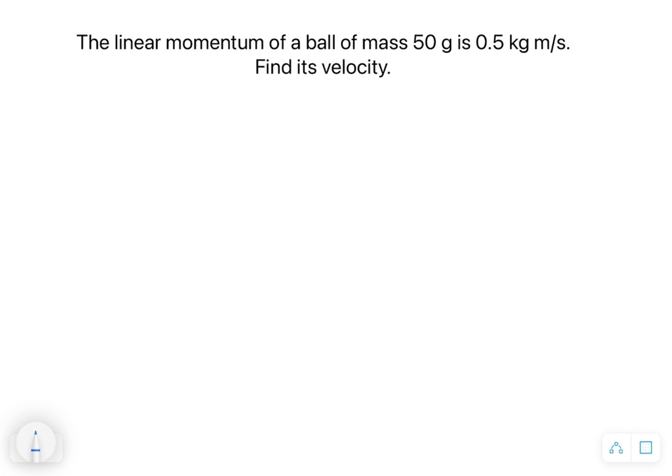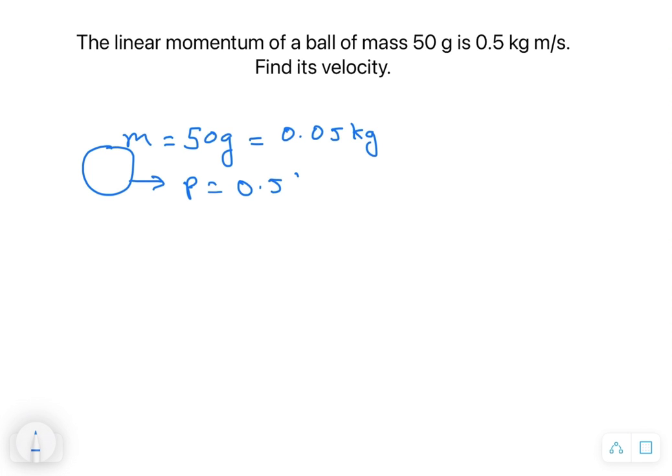The linear momentum of a ball of mass 50 grams is 0.5 kg meters per second. Find its velocity. So there is a ball whose mass is 50 grams, which is equal to 0.05 kilograms. Now the momentum is provided. It is 0.5 kg meter per second.